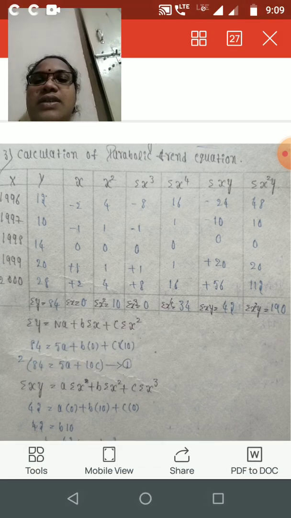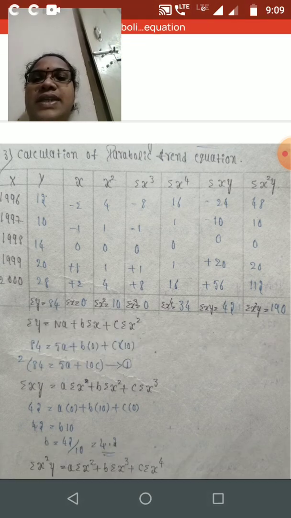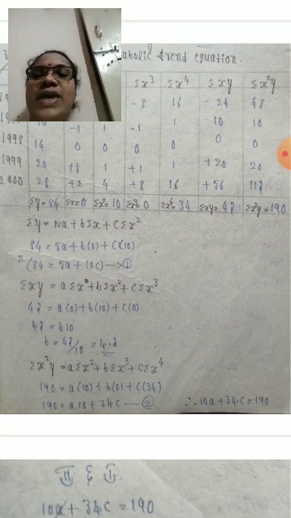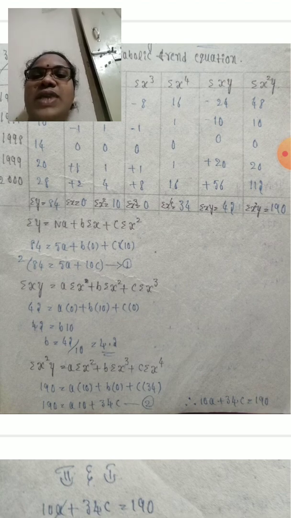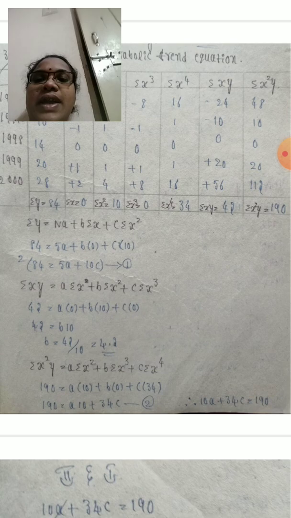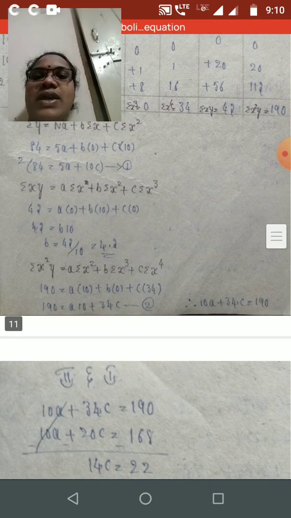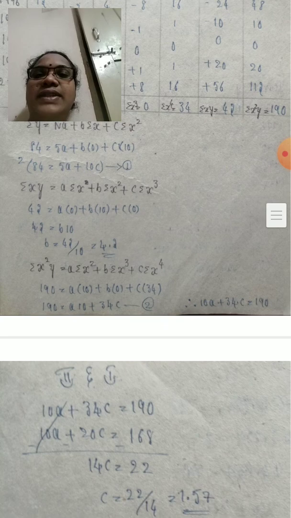Next is sigma y equals n into a plus b sigma x plus c sigma x square. Sigma y is 84. N into a means 5a, plus b into 0, plus c into sigma x square, which is c into 10. Here 84 equals 5a plus 10c. Then sigma xy equals a sigma x plus b sigma x square plus c sigma x power 3.